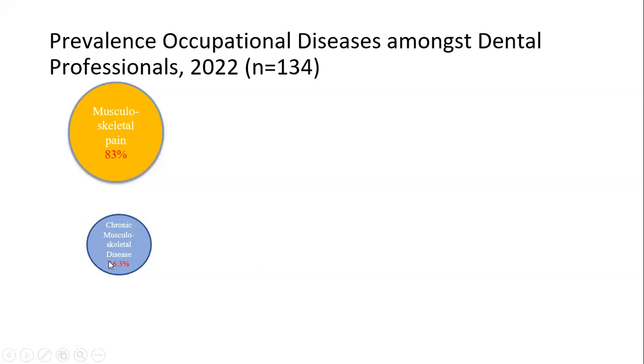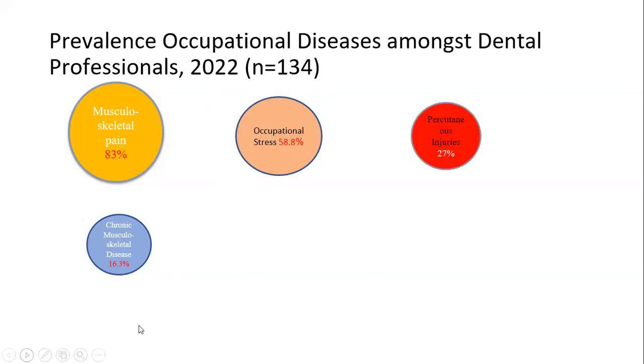Otherwise, the other numbers were spread out among different conditions, although the most common by far is lower back pain. And occupational stress was second highest in terms of prevalence there, with 58% self-reporting occupational stress in this case.